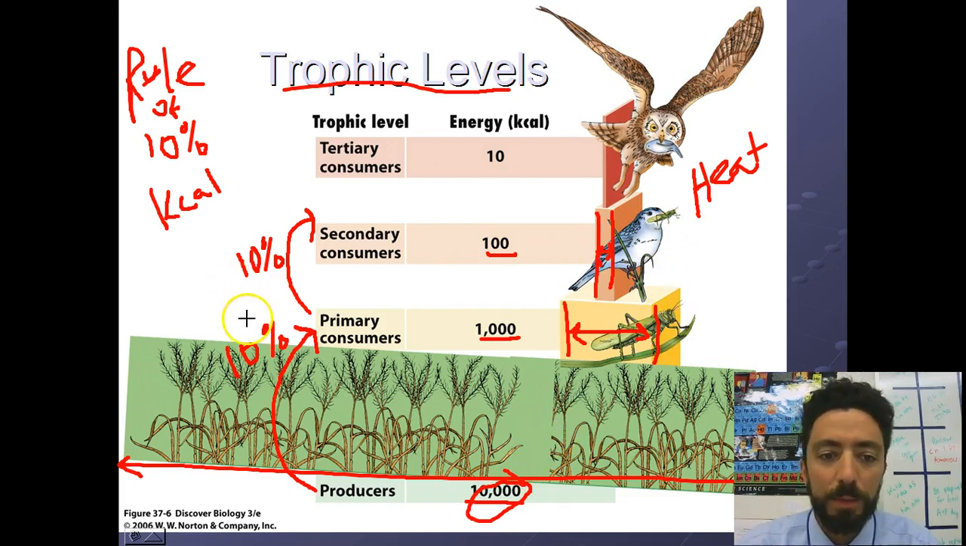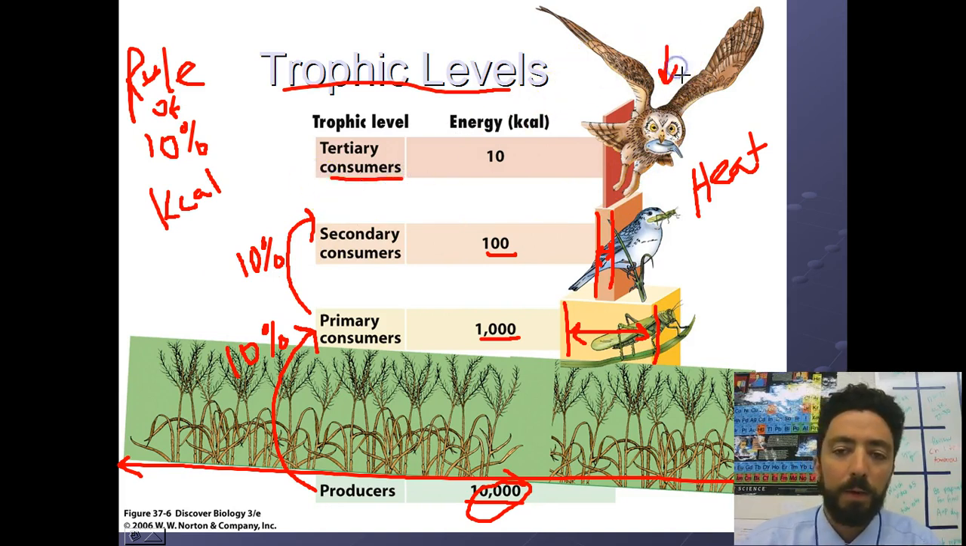This rule of 10% is why we have very few top-level consumers. Like this tertiary consumer here, our owl, there are much fewer owls than there are birds. And there are much fewer birds than there are grasshoppers, and much fewer grasshoppers than there are plants. And that's because there's less energy available for each of those levels as you go up, right? The owl only has, or is only getting 10 kilocalories of energy from all the birds that they're eating.